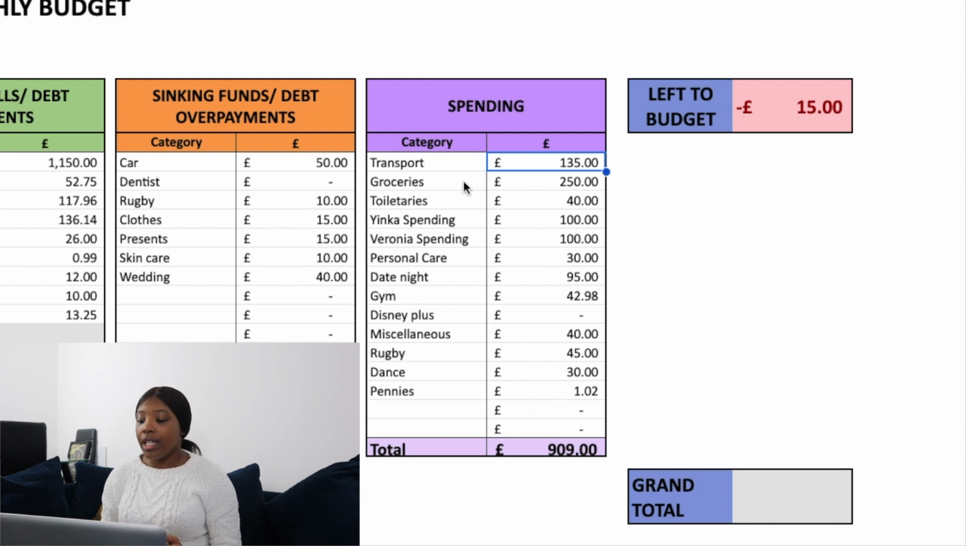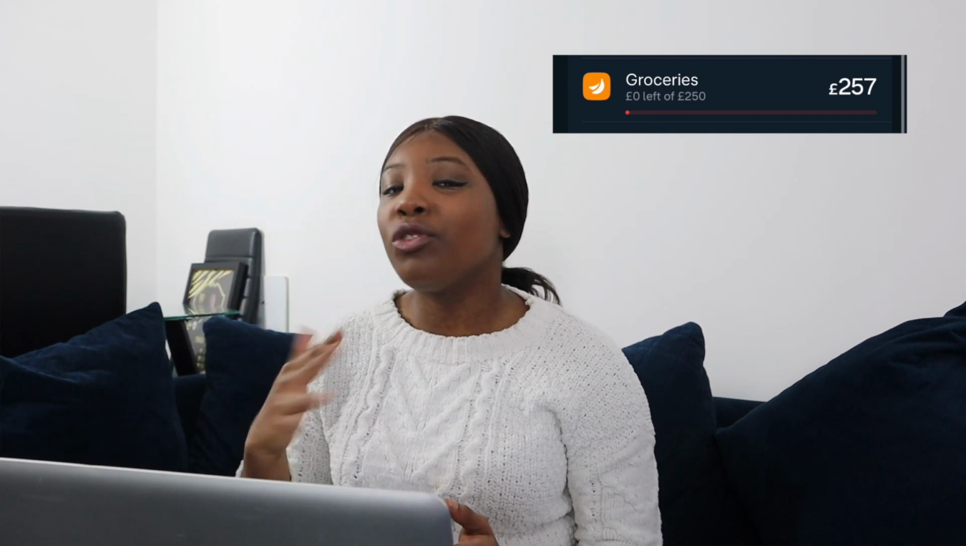Let's have a look at groceries. We originally had a budget of 250 and we wanted to spend around 50 a week on groceries. This month was a little bit different because we were actually budgeting for 5 weeks instead, hence why we wanted to spend about 50 a week. So in terms of February, we ended up going slightly over on this category as well. Instead of 250, we ended up spending 257. So a bit over when it came to groceries.